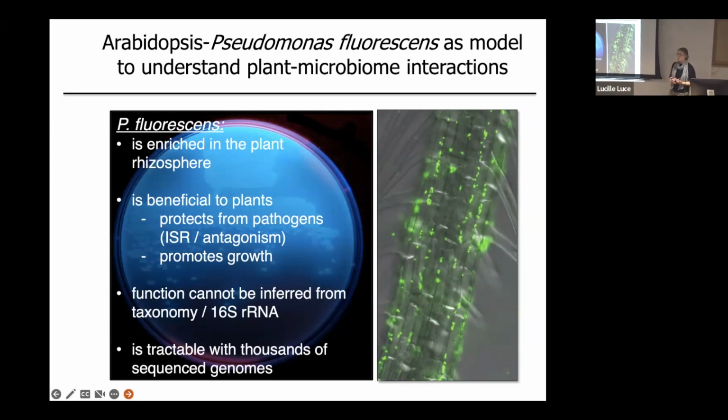And the reason is that it's enriched in the plant rhizosphere, so it's really good at colonizing plants. It is beneficial to plants, so it can protect them from pathogens. And so we know the outcome of that interaction matters. When it's there, plants are more disease resistant, and they also promote growth through a variety of nutrient and hormone related mechanisms. It's really interesting because its function can't be inferred from taxonomy. So if you look at a tree of Pseudomonas and then try to predict what they're going to be doing, it actually doesn't work. And so that makes it really interesting for these sorts of studies, and it's genetically tractable.